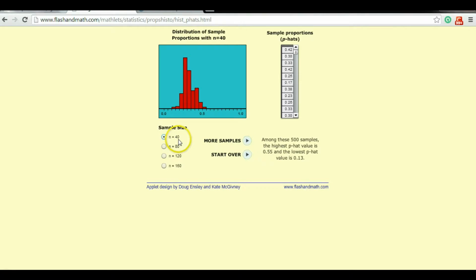Now what happens when we go from 40 to 120? We triple the sample. What happened? Well, you might say, well, it looks like it got squeezed in. It did. Okay. So what happened here is, I think that our last distribution went from 0.13 to 0.55. This one here goes from 0.44 is the highest, and 0.2 is the lowest.